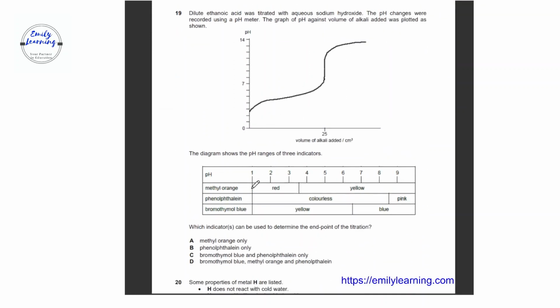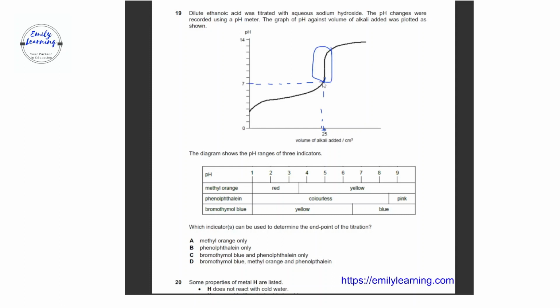Next, moving on to question 19, dilute ethanoic acid was titrated against sodium hydroxide. The pH change was recorded using a pH meter. The graph of pH against volume of alkali added was plotted as shown. The diagram shows the pH ranges of 3 indicators. Which indicator can be used to determine the endpoint of the titration? So you know that at this point here, at the endpoint, which is when you add 25 cm³ of alkali, there is a big jump in the pH.